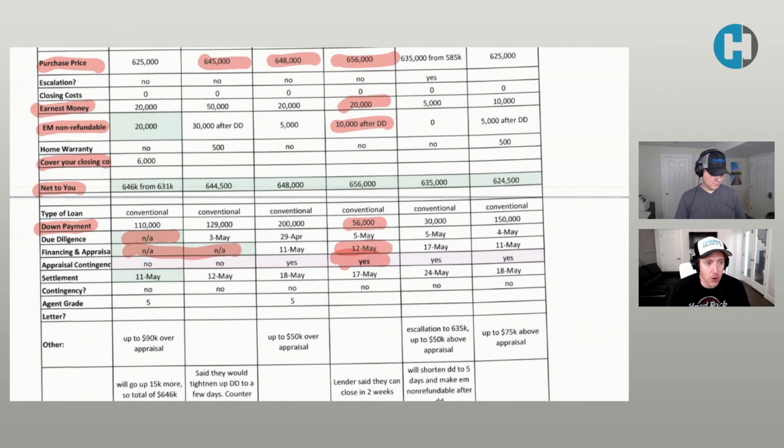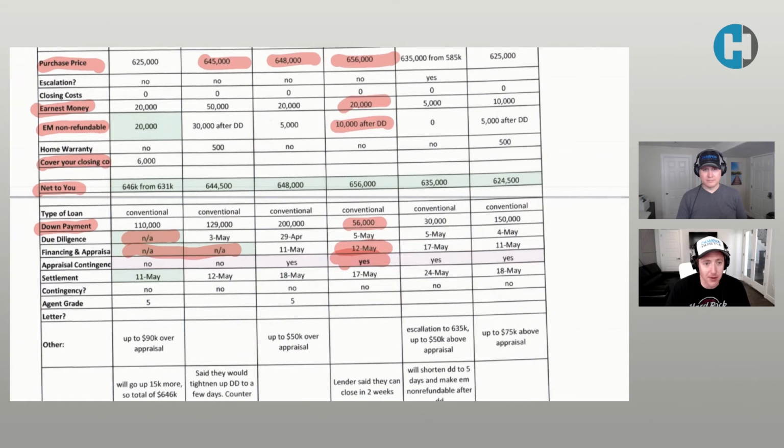There were a couple other offers that were similar, 640, 645, 648, where one of them had $50,000 earnest money. You might think, that's incredible. Yeah, but only 20,000 went hard immediately, 30,000 after due diligence. So in reality, they're not risking the 30K at all.